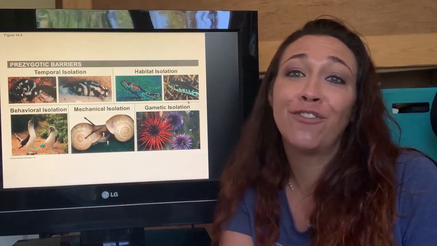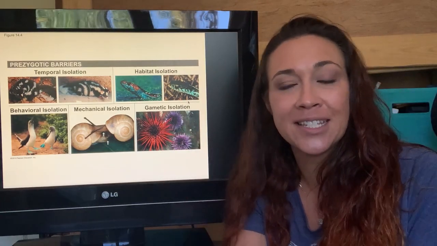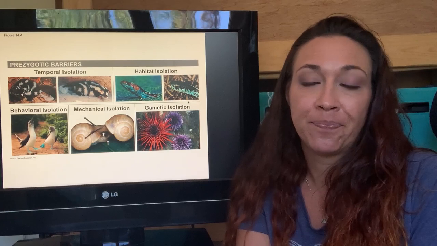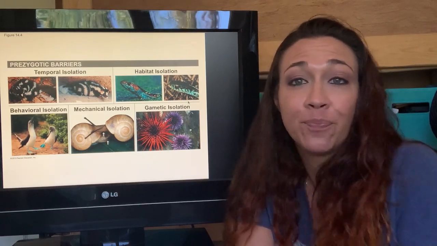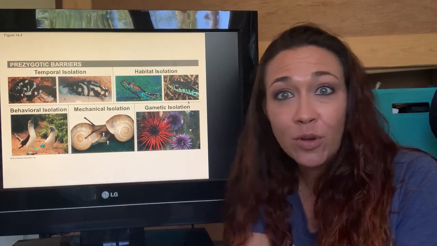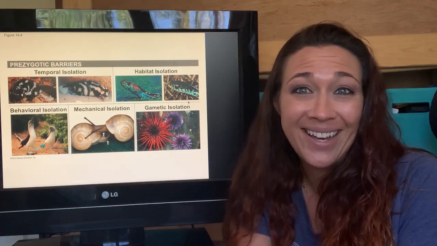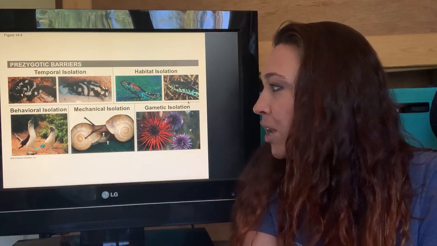Habitat isolation, you are physically isolated from each other. Those are two species of snakes that are separated by a mountain range. Are snakes going to be able to crawl over that cold, cold mountain? Nope, which means you're never physically going to be in the same place. Maybe you could mate. Maybe you could have viable babies, but you're not going to be able to because you're not even physically in the same place.